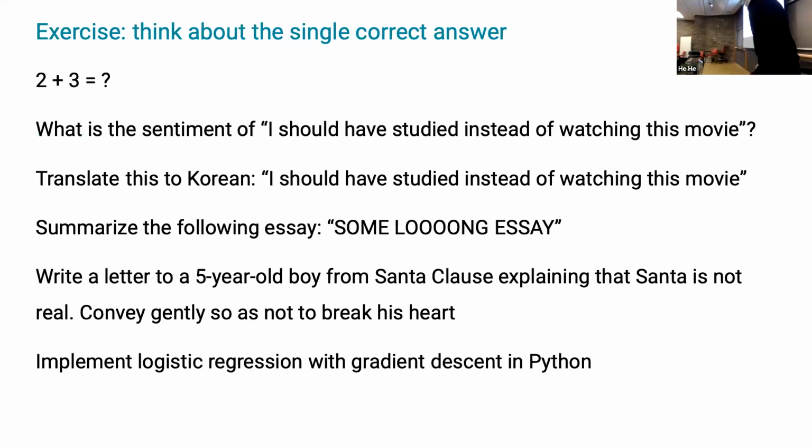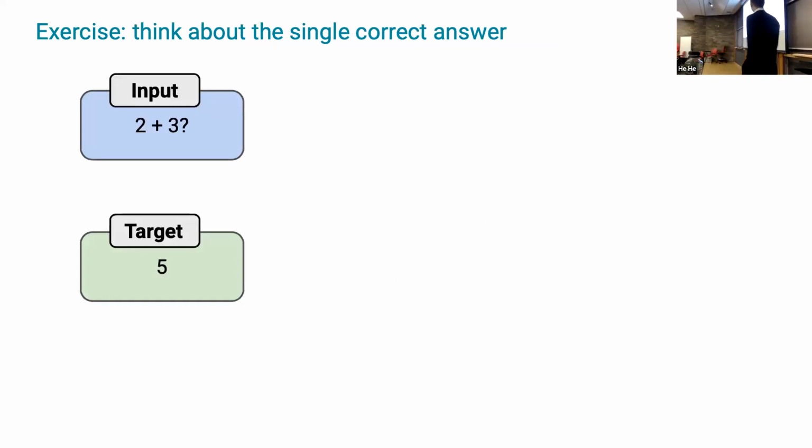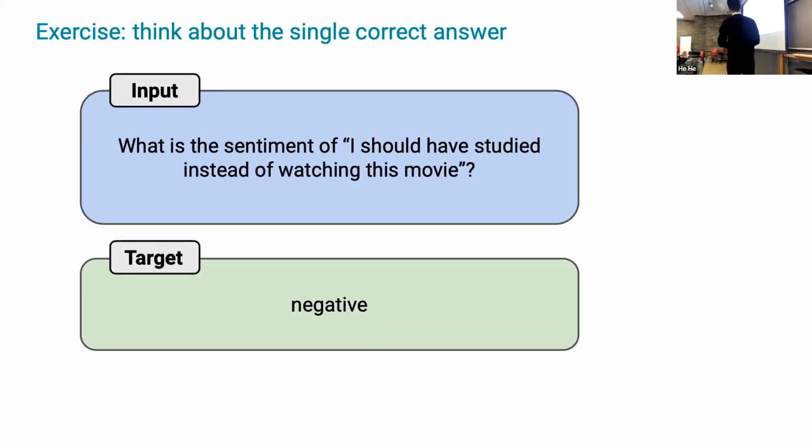So let's do an exercise here to think about it. Our job is to think about what is the correct answer. In this case, the input is 2+3, very trivial. So the only possible answer for this one is 5, and it's not really ambiguous. So that's great. Let's increase the difficulty or ambiguity of the inputs. What is the sentiment of "I should have studied instead of watching this movie"? In this case, most likely it's negative, but I could also say maybe this was so interesting that I could not just close it. So maybe positive, but this is a little bit more vague, but still relatively easy.